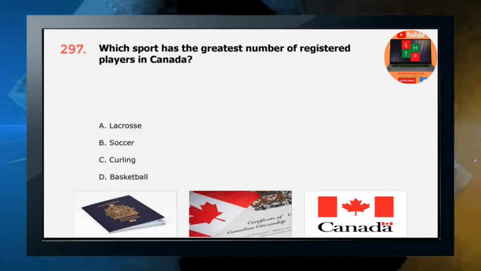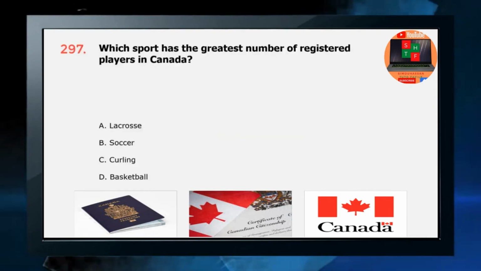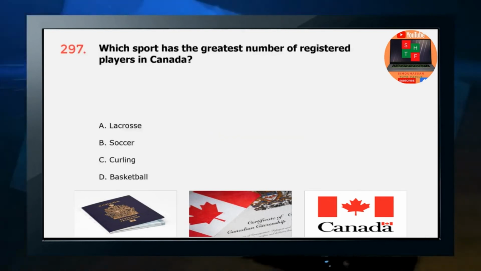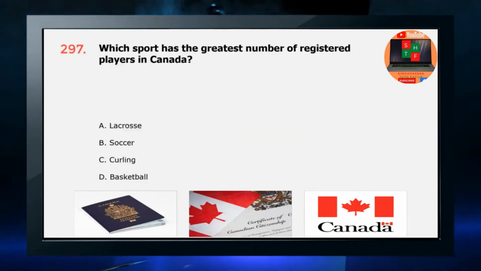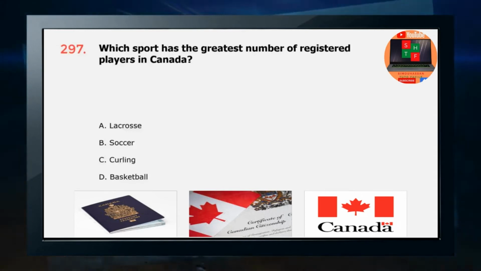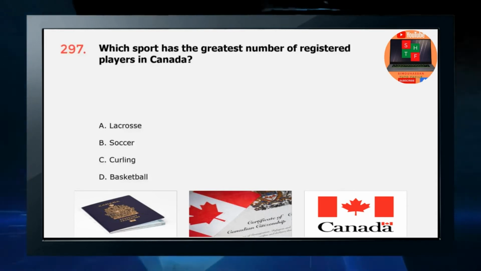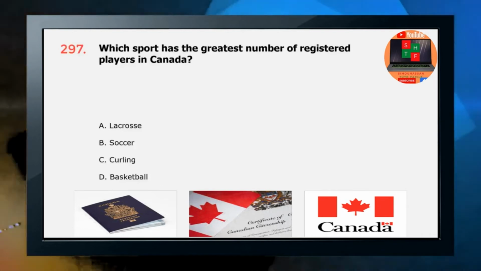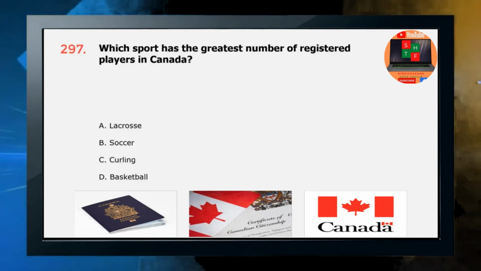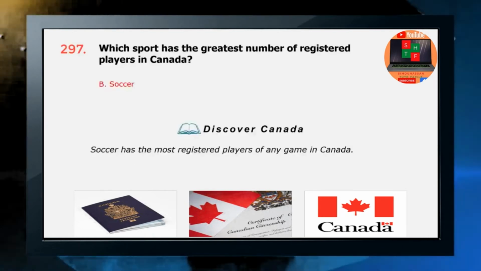Question 297. Which sport has the greatest number of registered players in Canada? A. Lacrosse. B. Soccer. C. Curling. D. Basketball. The answer is B. Soccer.